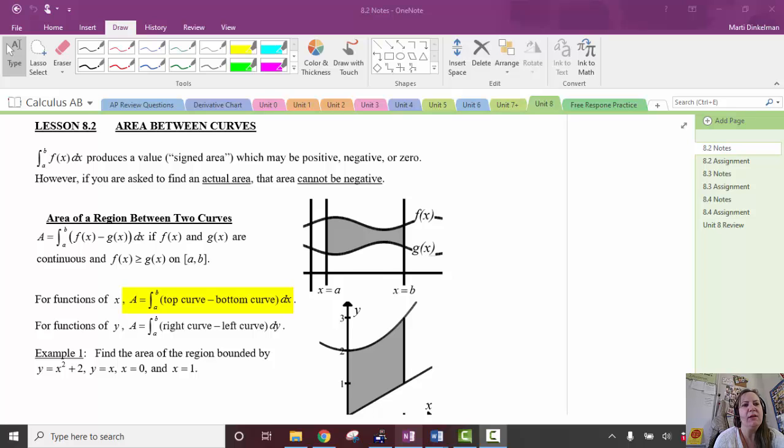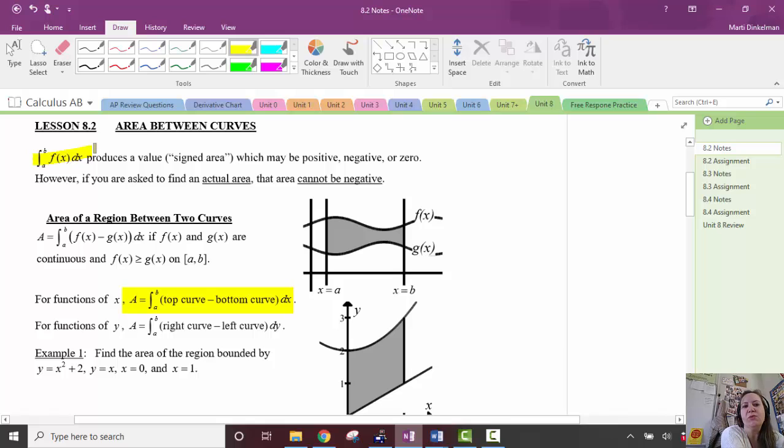Everybody, this is Mrs. Dinkelman, and these are the notes for 8.2 where we're finding the area between two curves. So we have already found area underneath a curve, where we just do the integral from a to b of f of x dx, and you can see here Gary's talking about that.